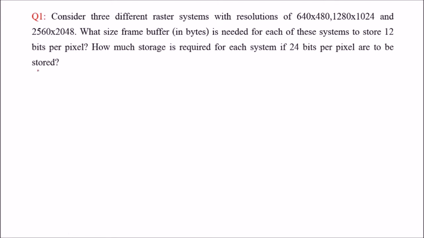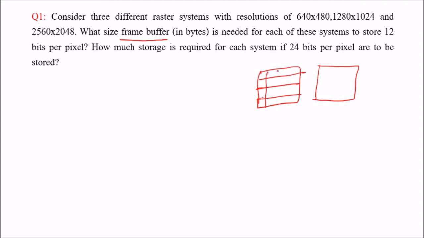So we know that the frame buffer is nothing but the temporary storage which is behind the display screen. Suppose this is the display screen, behind that there is a frame buffer. If the display device contains pixels, then for each pixel, suppose this is the first pixel, each pixel's information is stored in the frame buffer. So that is the temporary storage. So we have to calculate the size of the frame buffer.